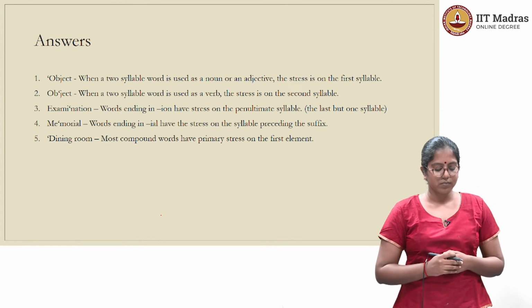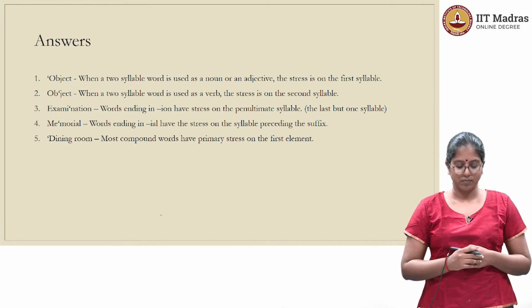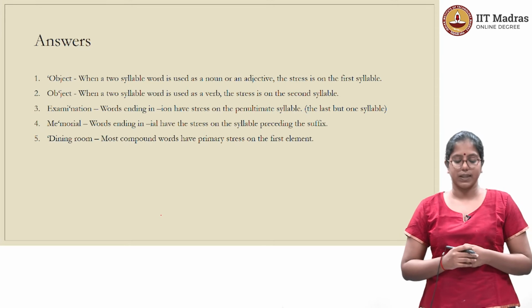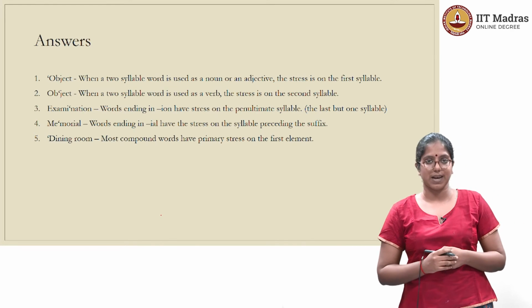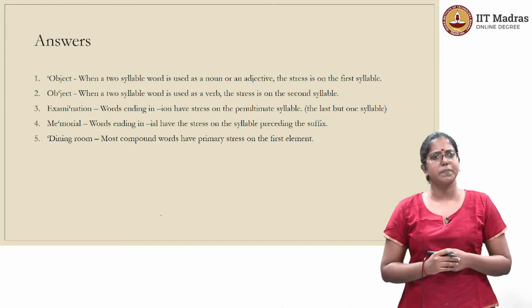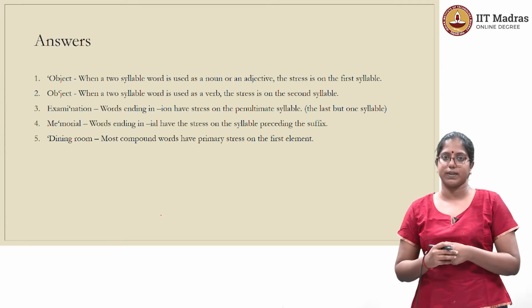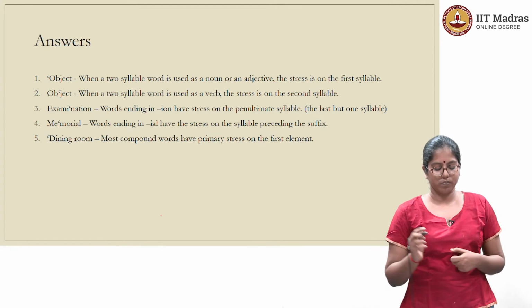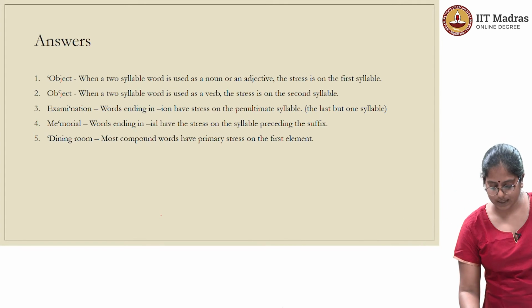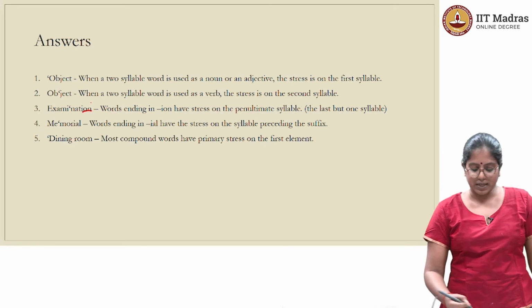Good. Now the third word is examination. So we have discussed that words ending with the suffix ion have stress on the penultimate syllable. What's penultimate syllable? It's the second last syllable or the last but one syllable. So you know that the last syllable is definitely the suffix ion. So what's the syllable before that?